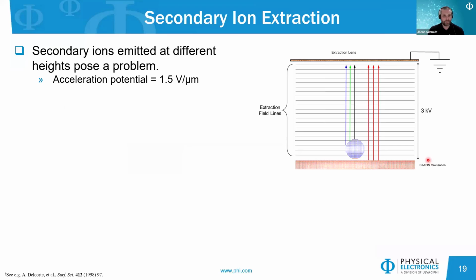To extract the secondary ions from the sample, we will apply a voltage to the sample surface. This will repel the ions away from the surface into the extraction lens. This is called an extraction field.